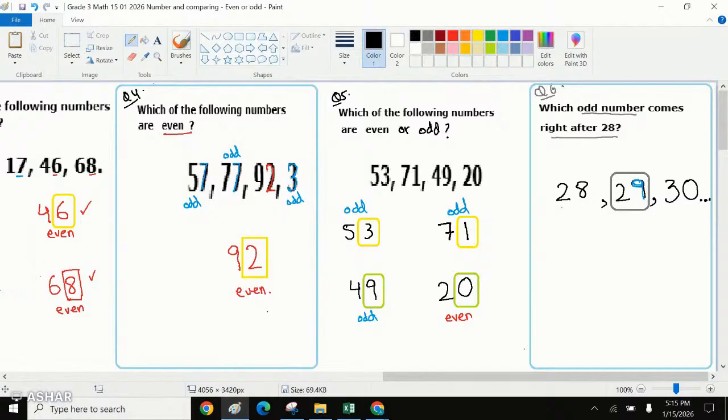So we can write the statement: 29 is the odd number right after 28. Agreed? So the questions can be given in a different manner. You can find a sequence, asking what is the odd or even number after it, right?